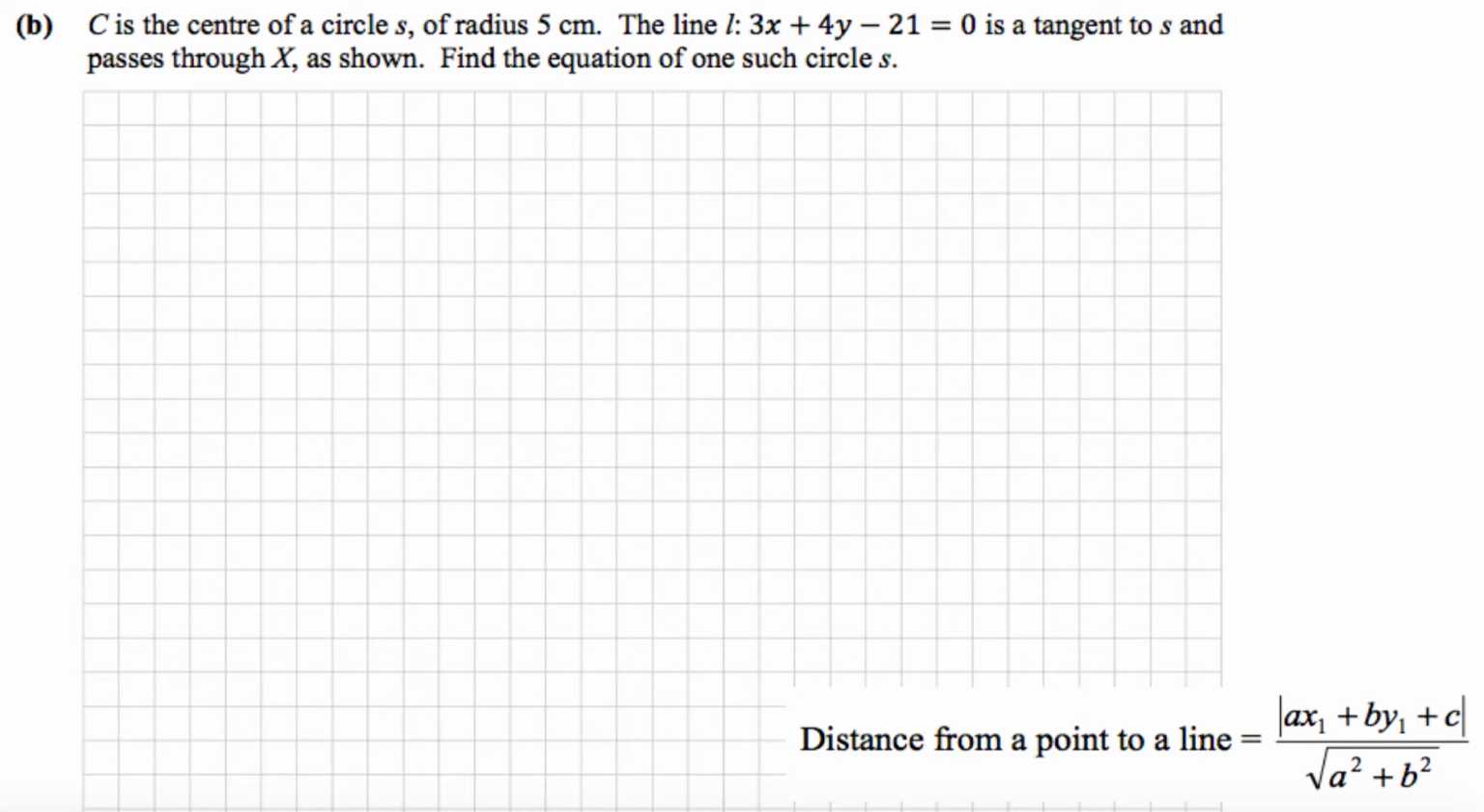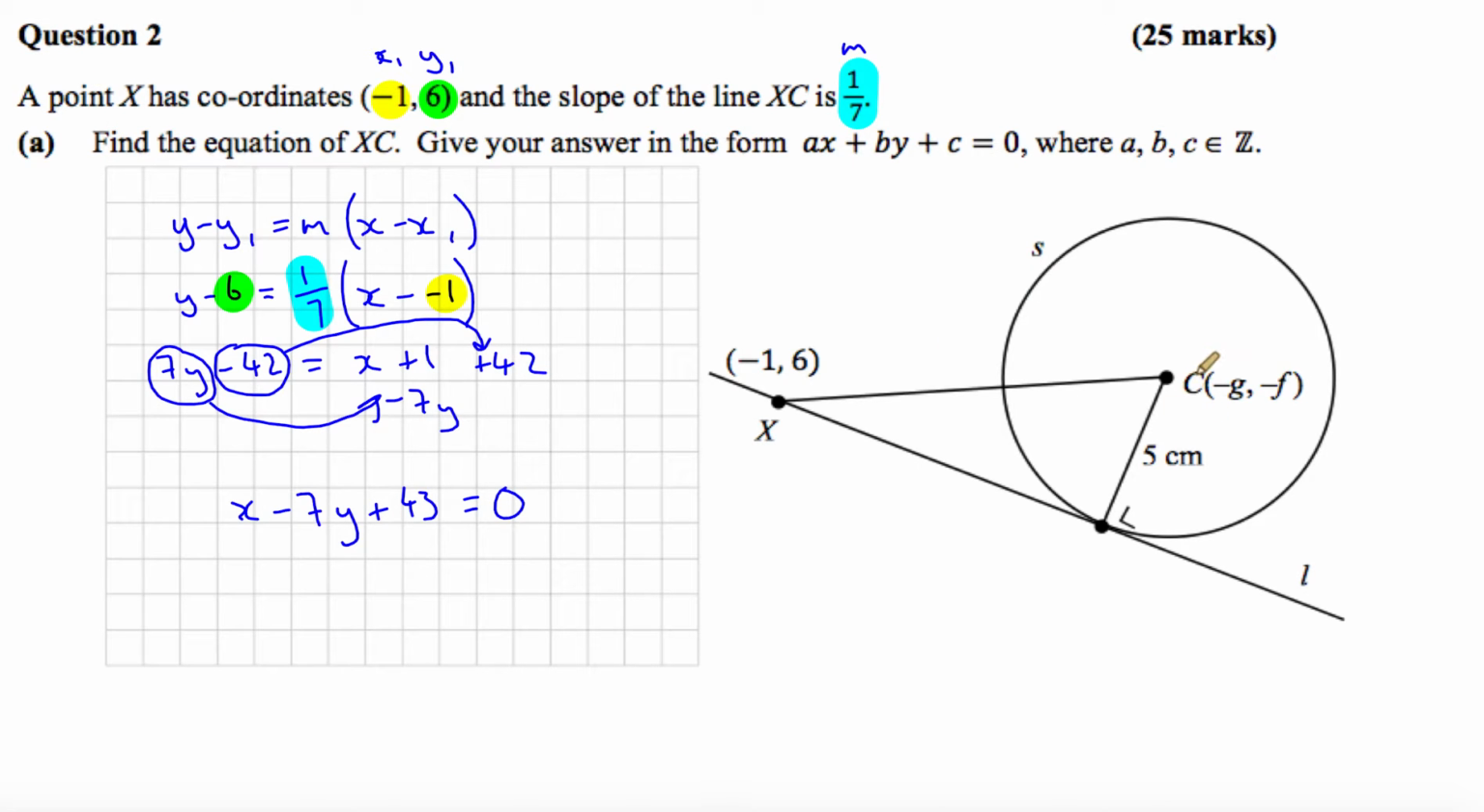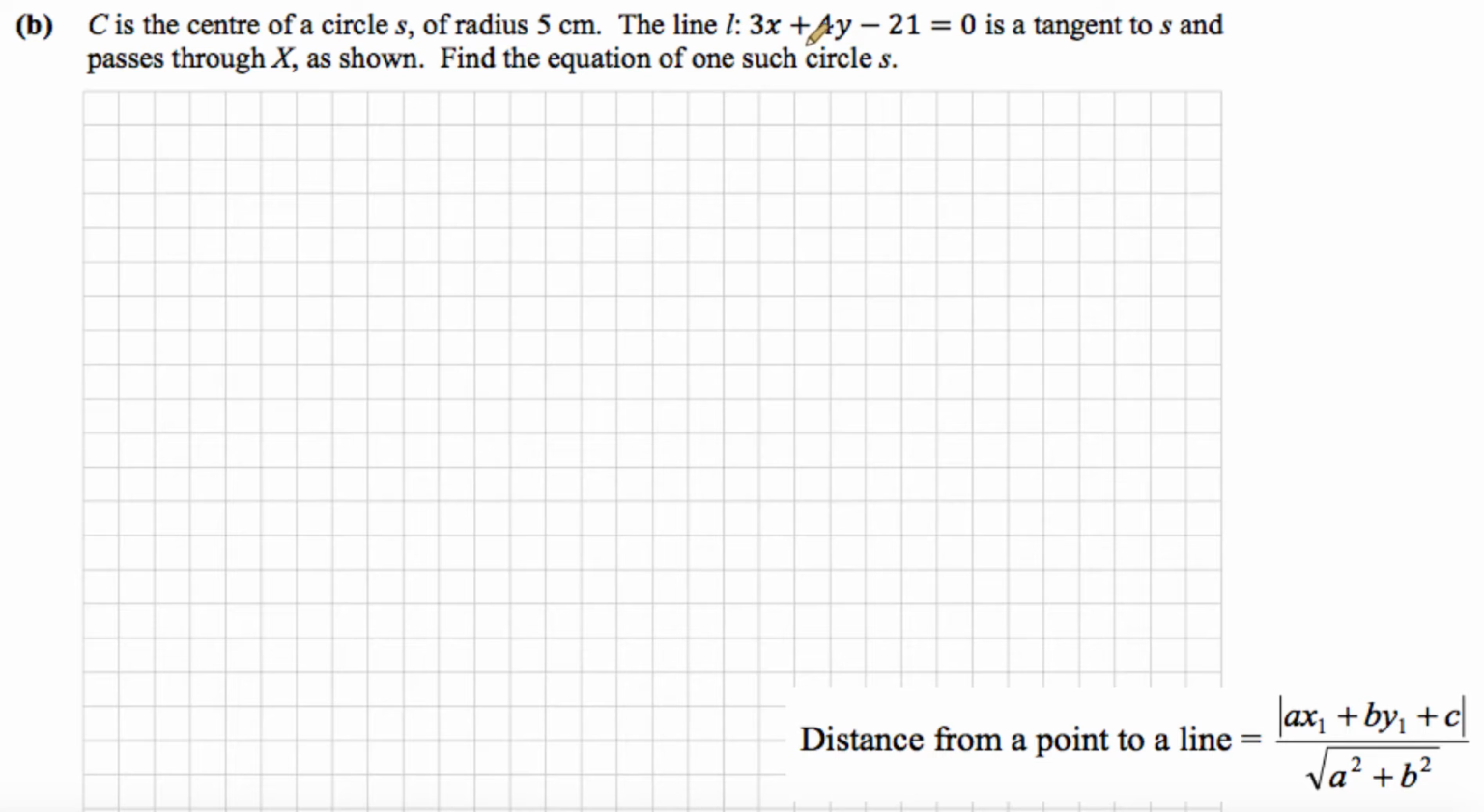Part B, C is the center of a circle S of radius 5 centimeters. So here's our point C, the center of a circle S, and the radius is 5 centimeters. The line L, which has equation 3x + 4y - 21 = 0, is a tangent to S and passes through X as shown. Find the equation of one such circle. Okay, well, if they're asking for the equation of one such circle, that would indicate there might be more than one, but we only need one.